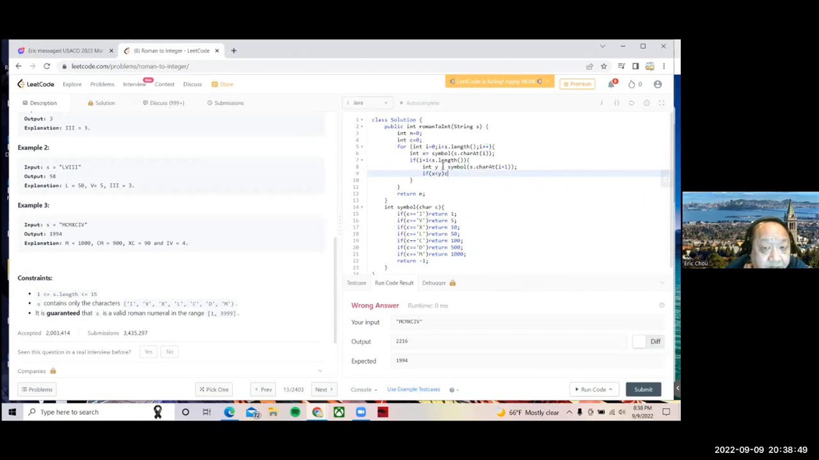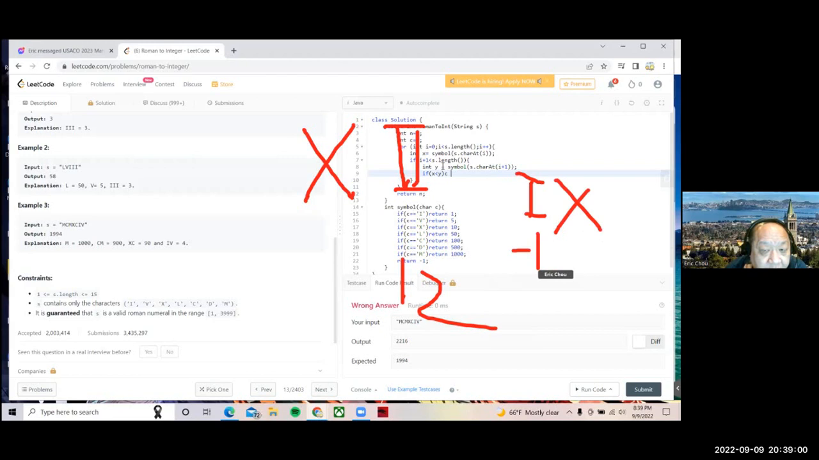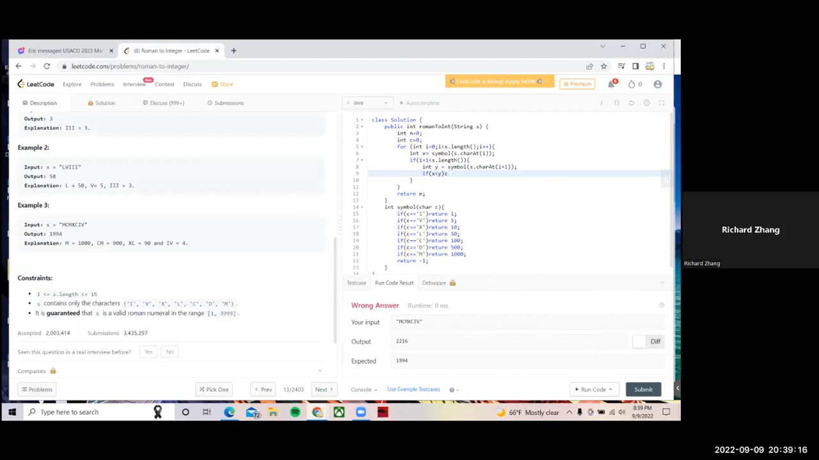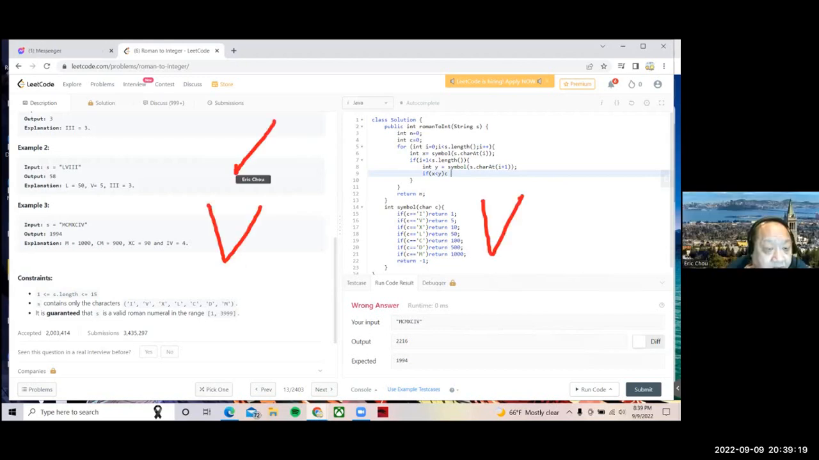Same thing with X. If you have XII, you get 12. But if you have IX, this one's minus 1, so it is 10 minus 1, you get 9. Does that make sense? But is it possible that you have 2V? No, it's impossible to get 2V.